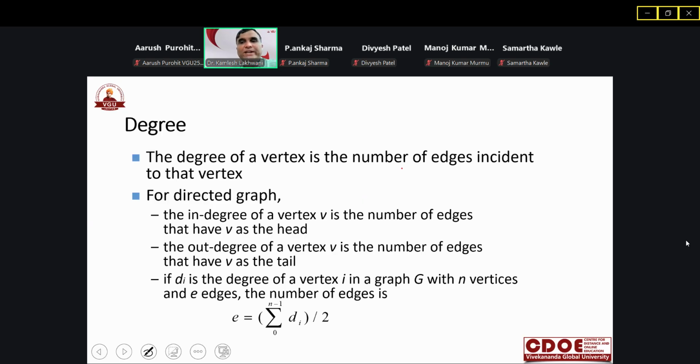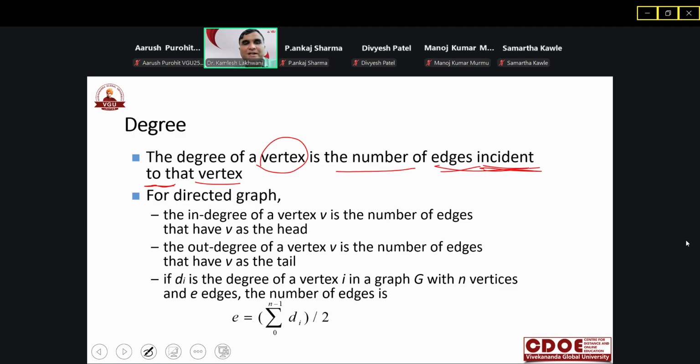Another topic is called degree. What do you mean by the degree of a graph? Degree is of a vertex. We can calculate the degree of any vertex. The degree of a vertex is the number of edges incident to that vertex. Remember, edges incident to that vertex. That means the edge is coming from somewhere else, from another node. Therefore, we are saying incident to any vertex.